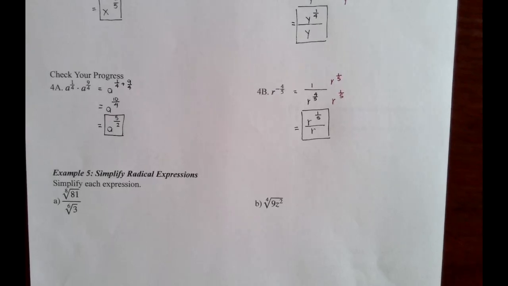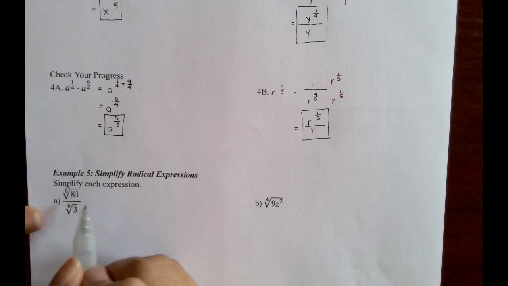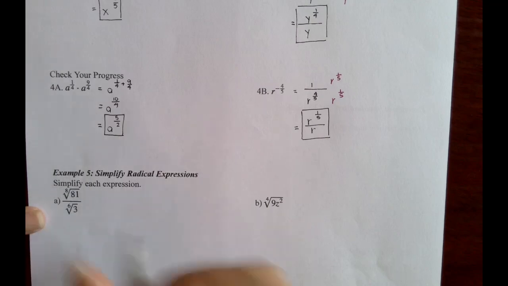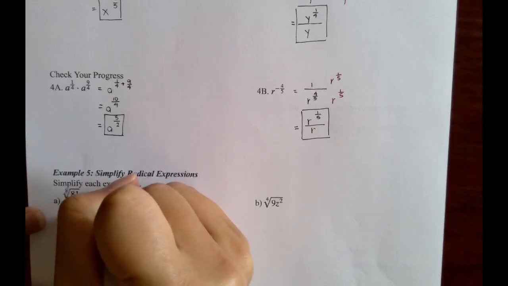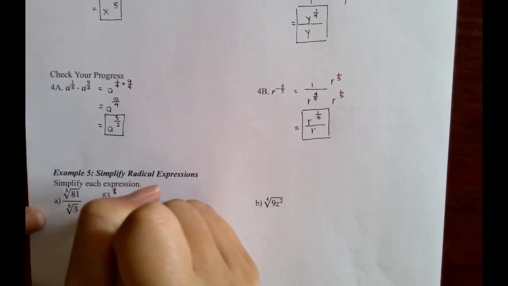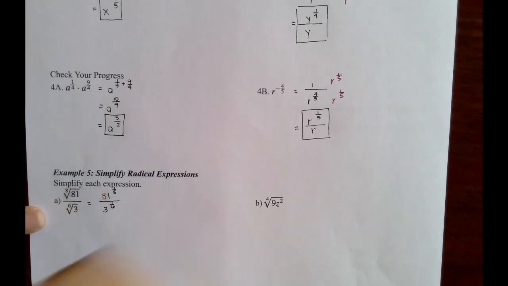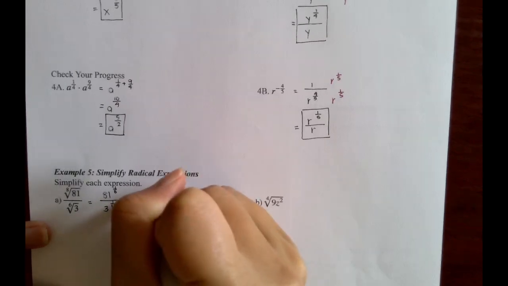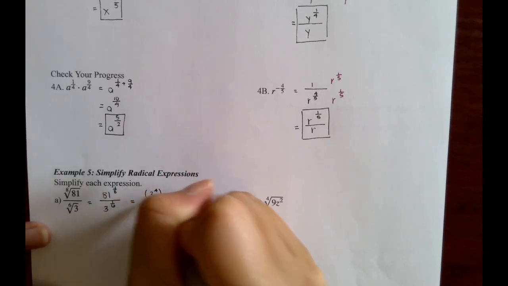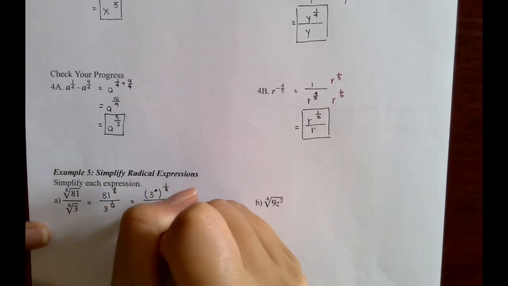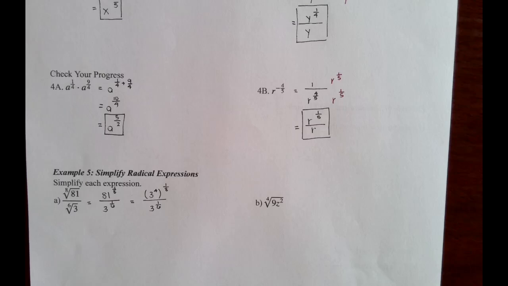Okay, so now we're going to continue simplifying these radical expressions. Okay? So here's our next one. Okay, I'm going to rewrite them into rational exponents. So this becomes 81 to the 1/8. This becomes 3 to the 1/6. Okay. 81 and 3, I can rewrite 81 to a base of 3, because 81 is 3 to the 4th, right? Then I can simplify this.